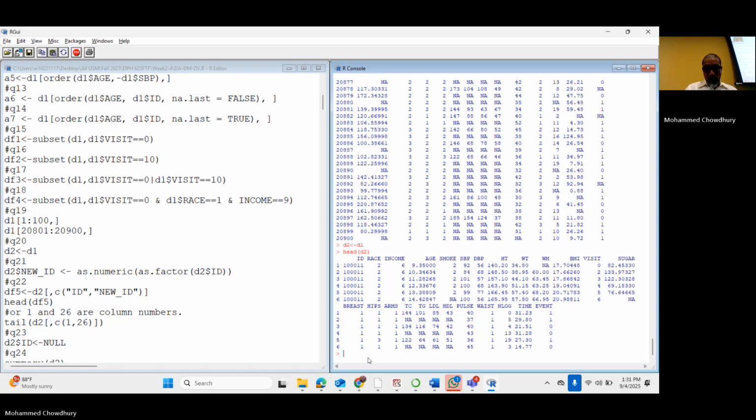D2, this is the D2 data. So I have copied D1 data as D2 data. Now all the rest of the operations I want to do on D2 and other new data that will be created subsequently. Okay. So take a look at the D2 data.